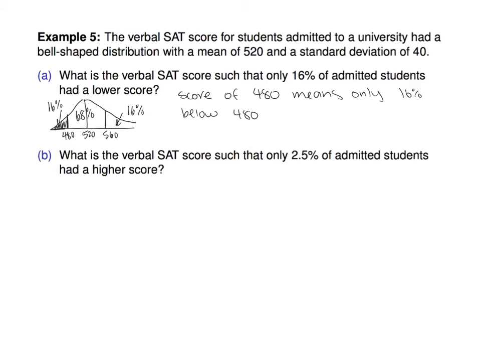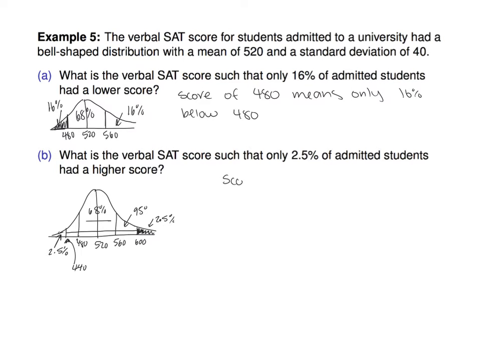And then what is the verbal SAT score such that only 2.5% had a higher score? Well, same basic idea and picture, except what you're thinking is that, oh, that's like half of 5%, which is 2 standard deviations. So there's 68%. There's 95%. Leaving 2.5% up top and 2.5% in the bottom. Let's figure out what those numbers are. This is 520, 560, 480, and then plus an additional 40, 600, and that number down there would be 440. So the score so that only 2.5% are higher, well, that's right here. This would be a score of 600.